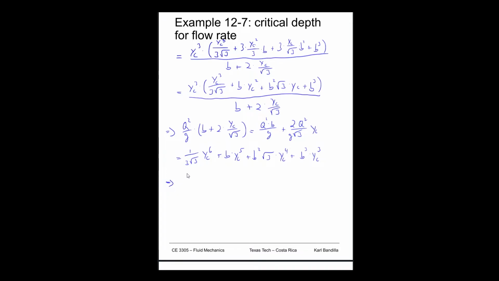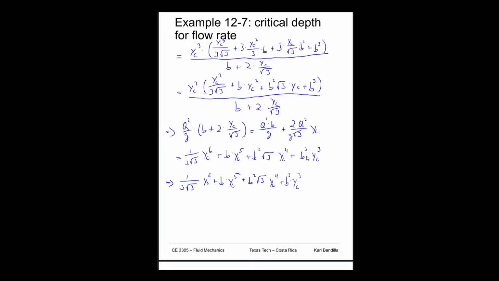Then we'll stick in some numbers. So our highest term would be 1 over 3 square root of 3 yc to the 6 plus b times yc to the 5 plus b squared square root of 3 yc to the 4th. Plus b to the 3rd times yc to the 3rd. That was all on one side.